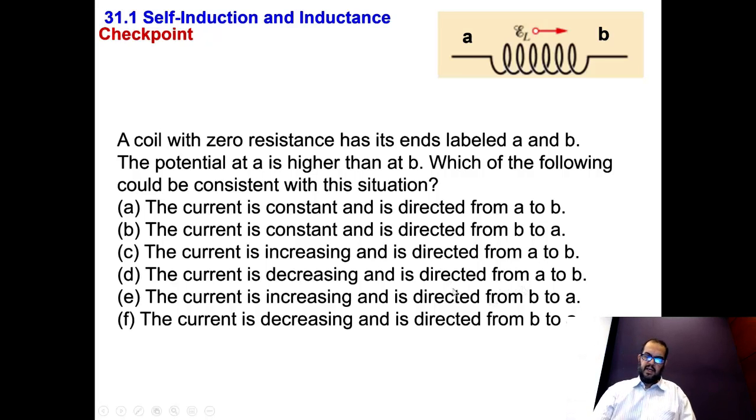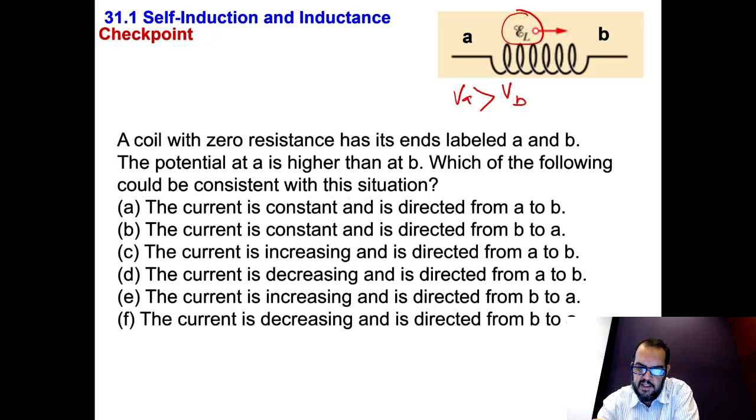All right, so let's try to verify if we understand this. Here we have a coil with zero resistance, and it has ends labeled A and B. The potential at A is higher than the potential at B, so VA is higher than VB. This is the induced voltage EL, and you can see the direction: it's from A to B. Which of the following could be consistent with this situation?